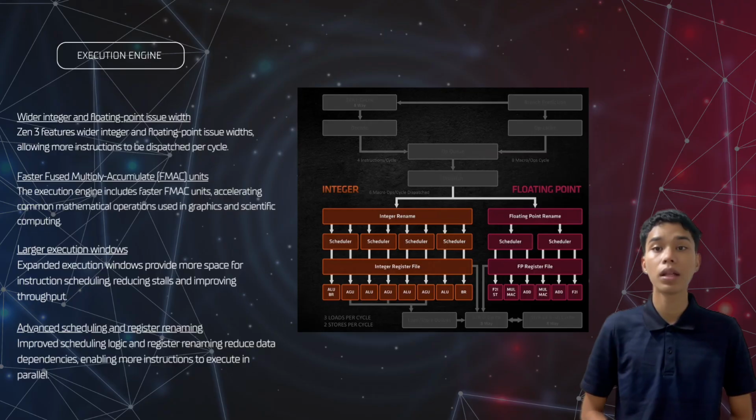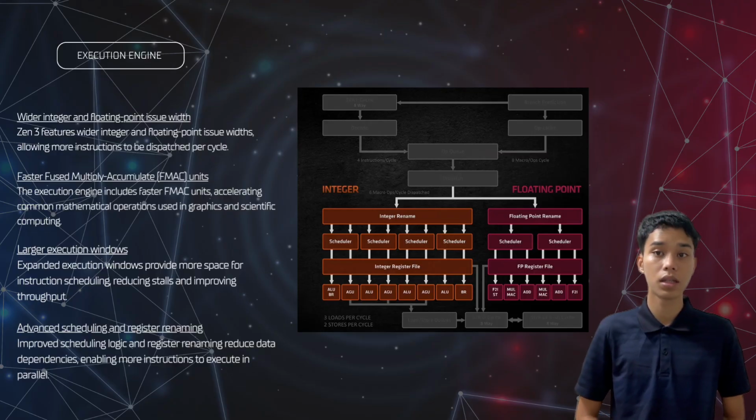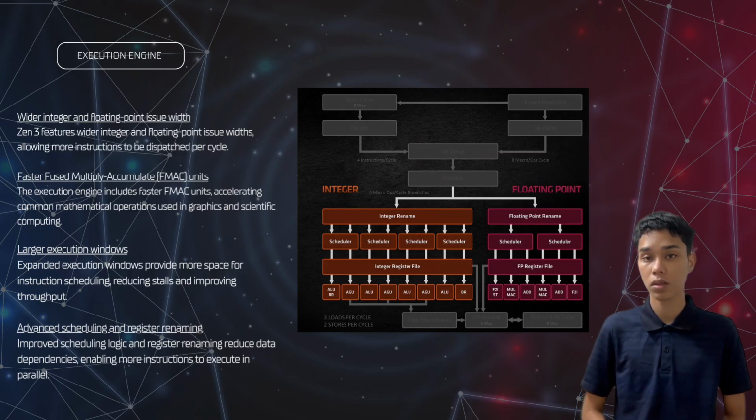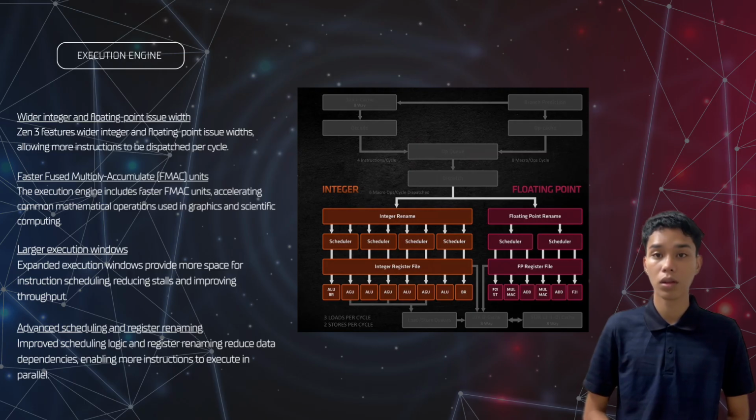So now, let's explore the execution engine in Zen 3. This is the stage where the coded instructions are finally carried out, where the CPU performance truly comes to life. First, Zen 3 introduces a wider integer and floating point issue width. This means the CPU can dispatch more instructions to the execution units each cycle, increasing the amount of work it can begin simultaneously.